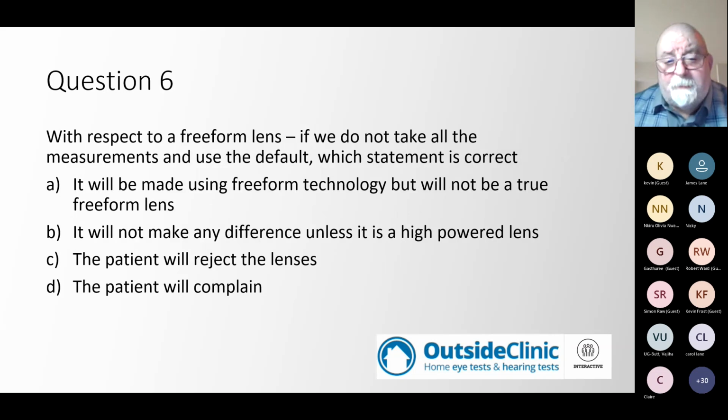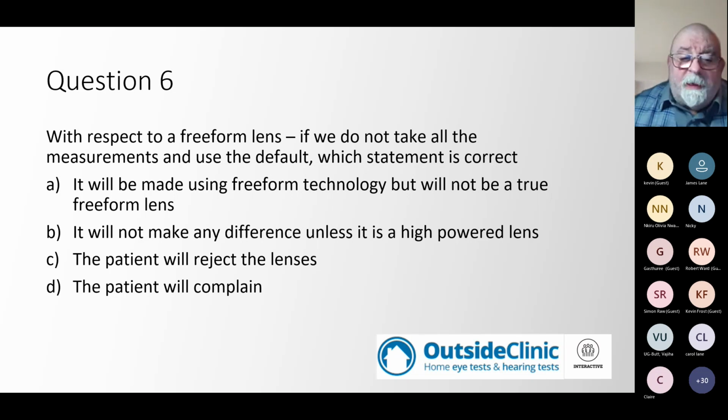Question number 6, with respect to freeform lenses, if we do not take all the measurements and use the defaults, which statement is correct? It will be made using freeform technology, but will not be a true freeform lens. It will not make any difference unless it's a high-powered lens. The patient will reject the lenses. The patient will complain.